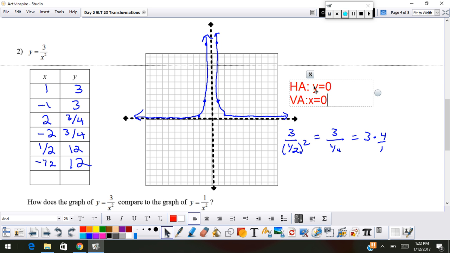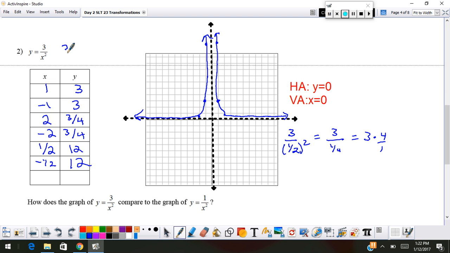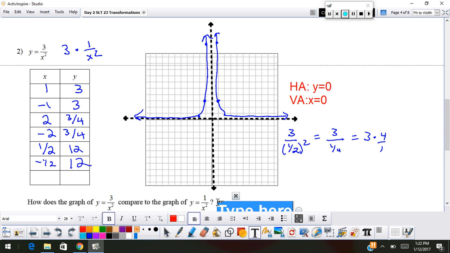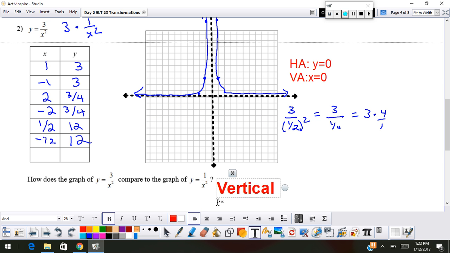So underneath it says, how does the graph compare to the parent graph? And we know that whenever we have an a value in front of our function, kind of like we do here, because this is like 3 times 1 over x squared, we have a vertical dilation of 3.